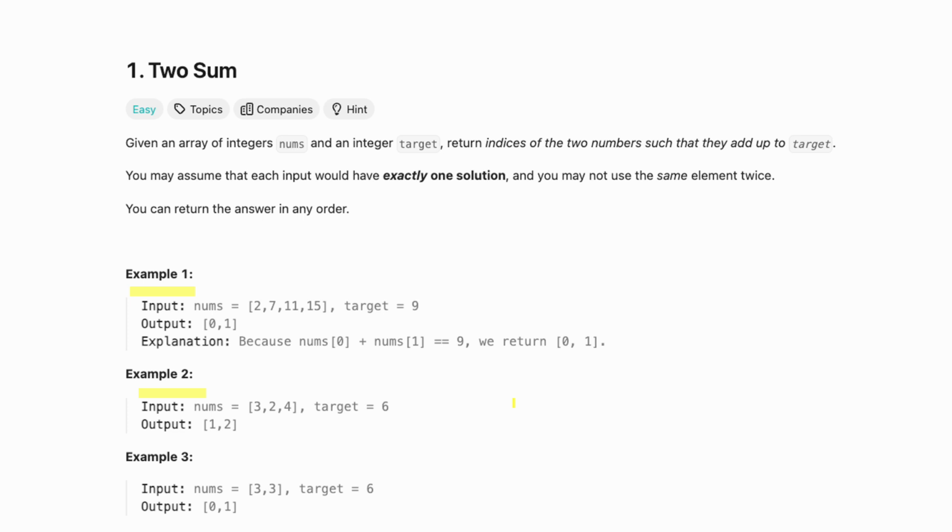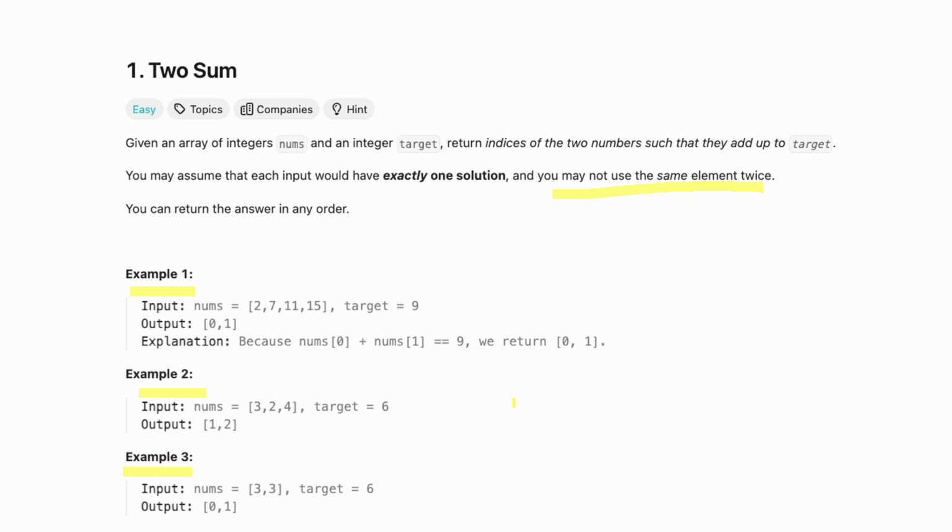In this example, output is not 0, 0 because 3 plus 3 would have been equal to the target. But because of the constraint, you may not use the same element twice. We cannot use the element with the same index more than once to add up to the target. Hence, 0, 0 in example 2 will be an incorrect answer.